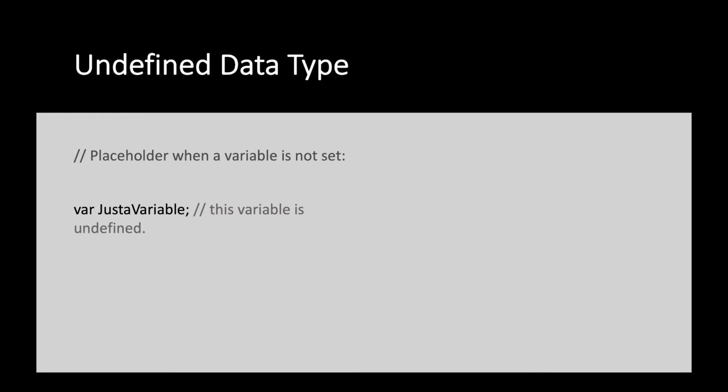The undefined data type is what you get when you create a variable but don't set its value to anything. As you've learned, JavaScript is a weakly typed language. So the data types are applied when you set the content in a variable.